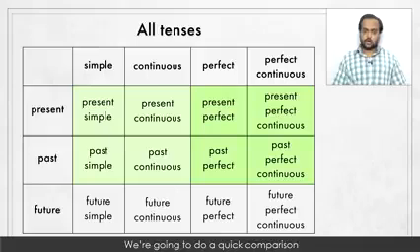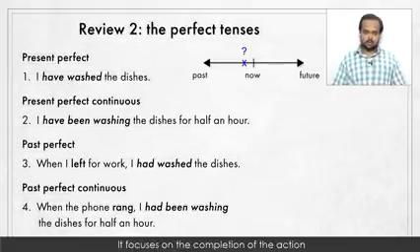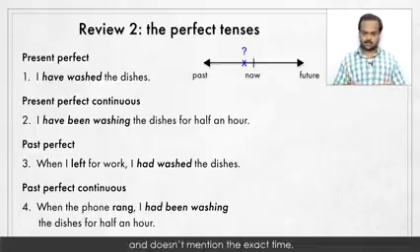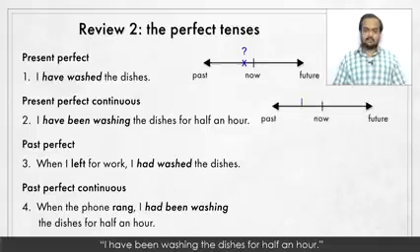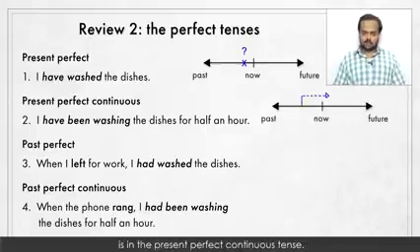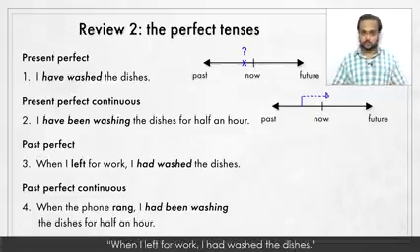We're going to do a quick comparison of the four perfect tenses we've looked at so far. I have washed the dishes is in the present perfect tense. It focuses on the completion of the action and doesn't mention the exact time. But you understand that I finished washing the dishes maybe just a few minutes ago. I have been washing the dishes for half an hour is in the present perfect continuous tense. It means that I have not finished washing them yet. I started half an hour ago and I'm still doing it.